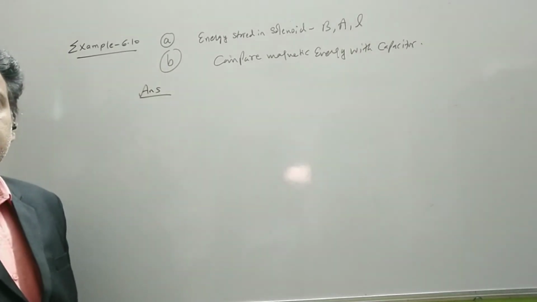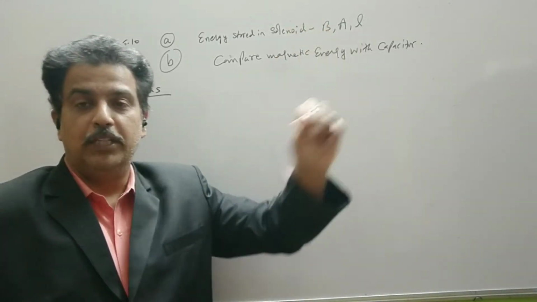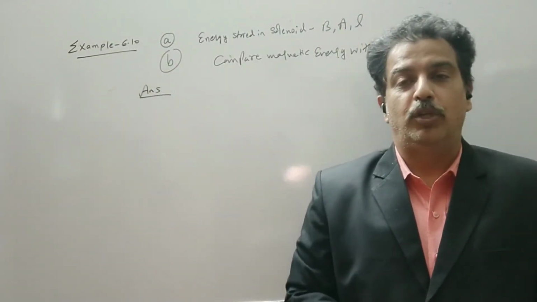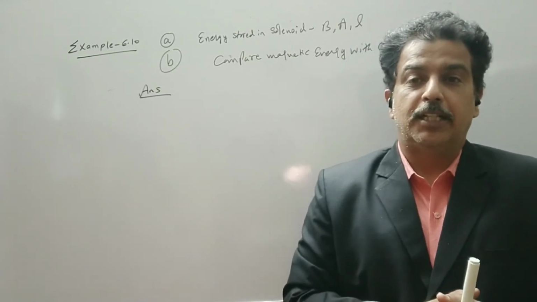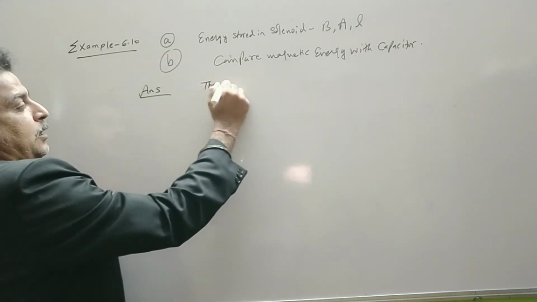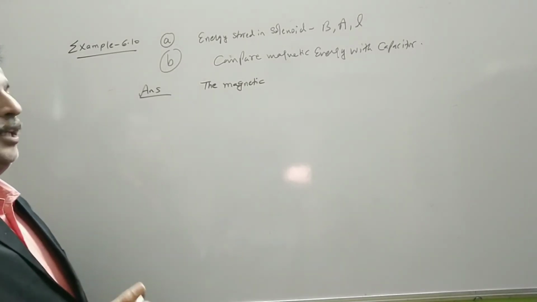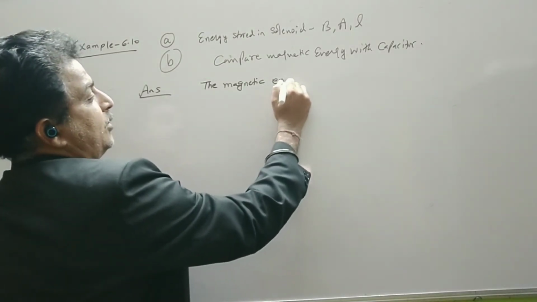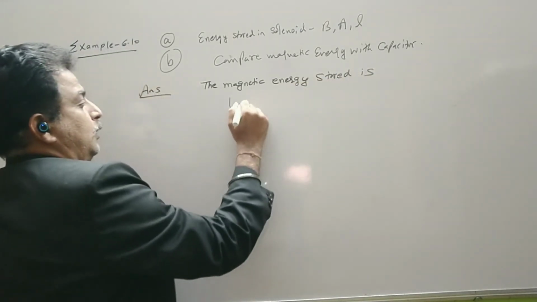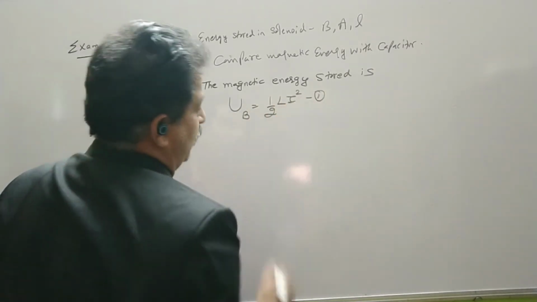So clearly the magnetic energy stored in the solenoid in terms of B, A, and L can be found by using the formula which we have just derived, that is the general formula. The energy stored in the inductor is half L I square. So whatever work we have done was stored in an inductor. So the magnetic energy stored is half L I square.